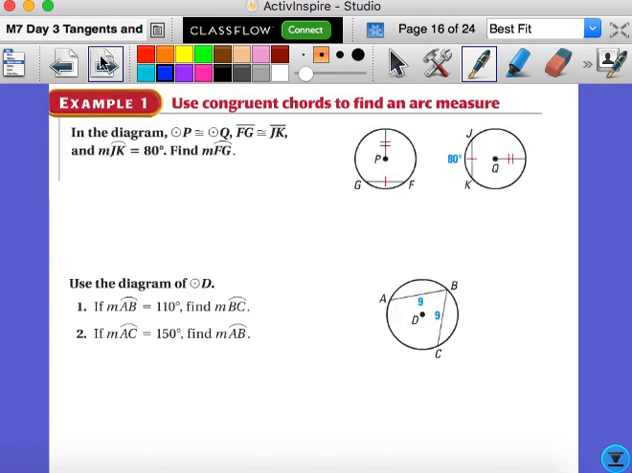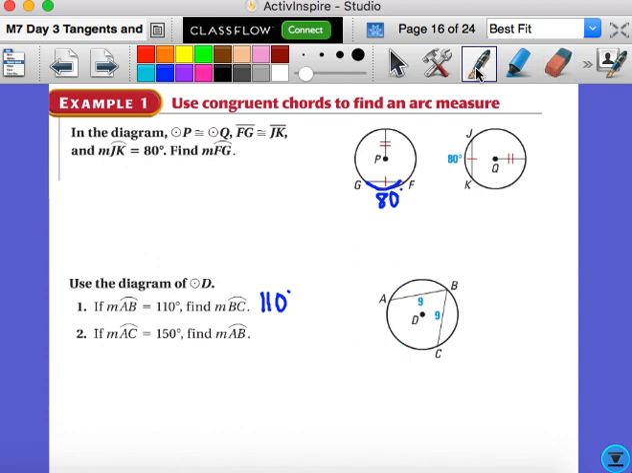So from here, if we look at our picture, it says circle P is congruent to circle Q. We know FG is the same as JK, and we know that the measure of arc JK is 80. That tells me that the measure of arc FG is also 80, because the chords are congruent. Down here at the bottom it says if AB is 110, that also tells me that BC is 110 because those chords are the same. So 360 minus 110 minus 110 tells me that I've got 140 left over for AC. Now they didn't ask for that, they asked for BC, so I would just say 110.